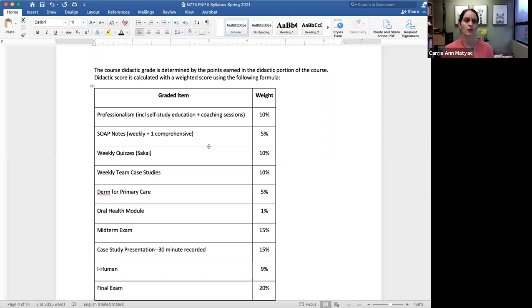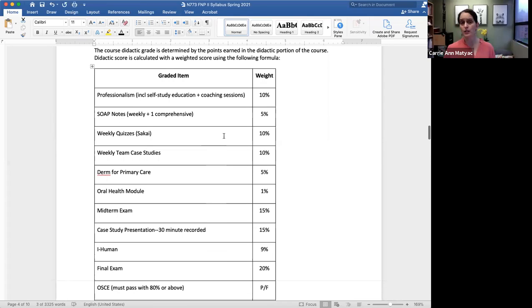Here's the syllabus. Okay, so that was the SOAP note. Weekly quizzes are the same as last time. No difference with those. They will be weekly. They will be about 10 minutes or so, and they need to be done before class. And you'll have about a day to do them. And Dr. Martin will write down those instructions for you.